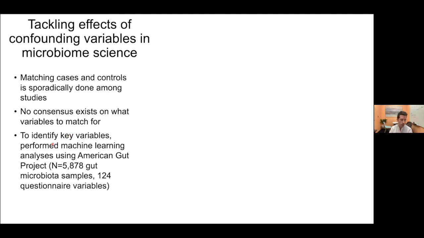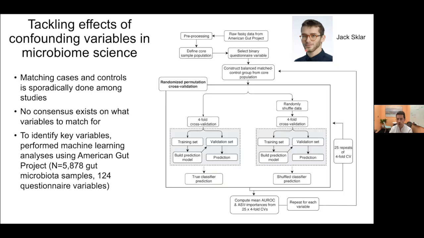And to do that, we developed a machine learning analysis framework, leveraging the American Gut Project, which is, at the time, and I think still is, the largest publicly available data set of gut microbiome profiles. And importantly, they had also administered a 124-question questionnaire to these individuals that spanned dietary, lifestyle variables, physiological variables, and disease statuses for these individuals. And this was done in collaboration with a very talented young bioinformatician, Jack Sklar.